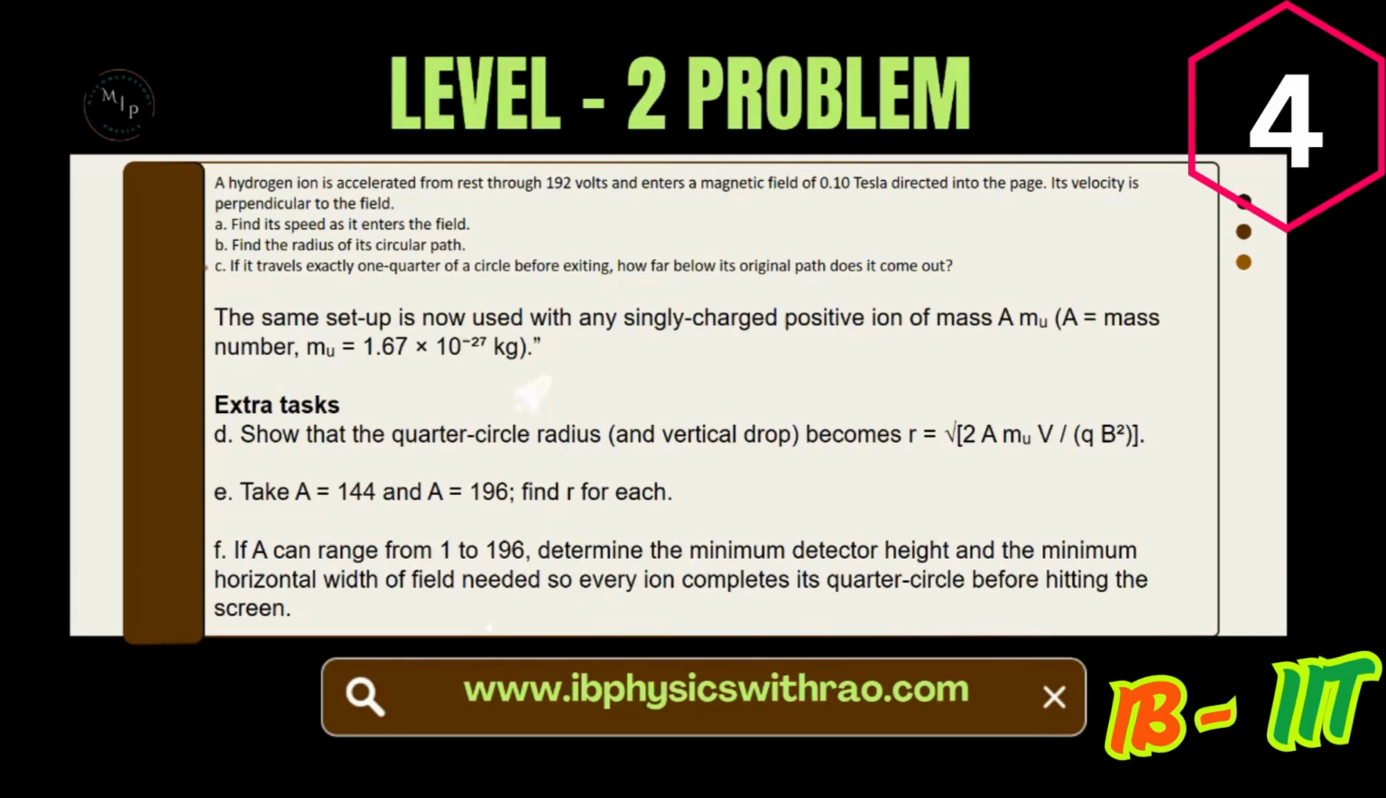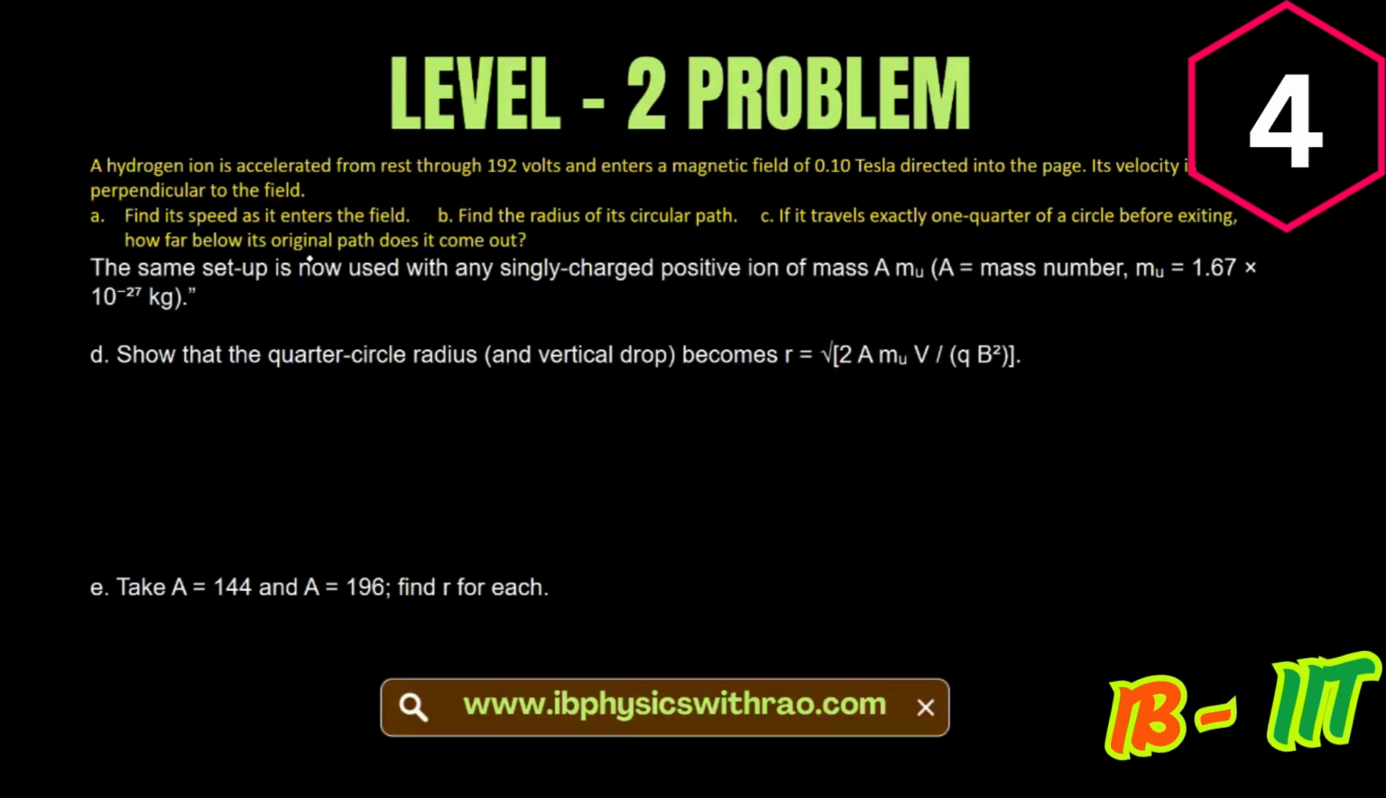Now it's a little bit higher over here. Now what does it do? So it does like this. Okay, so now what you do is, it says it again describes a quarter circle. And it says about the height of the detector.